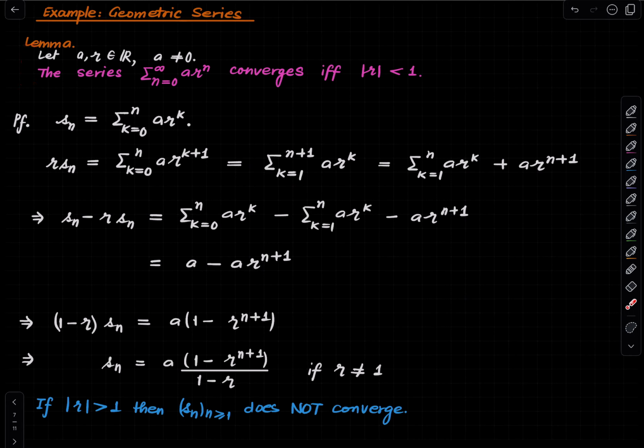In fact, if mod r is less than 1, then the limit of the sequence of partial sums of this series is a upon 1 minus r, precisely for the reason we just mentioned, that this thing dies down. This goes to 0 as n goes to infinity. So we in fact know what this sum is in this case. All right.